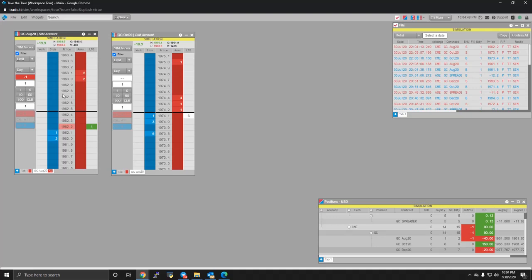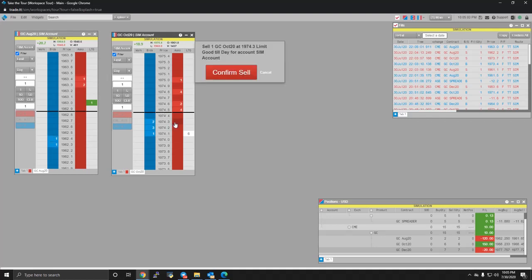So the rolling transaction here is to buy GC August 20 and simultaneously sell GC October 20. So I'm going to buy the market here in August, and I'm going to simultaneously sell the market here in October. If the market didn't take my order there, this is one of the risks of executing manually, which we will touch on in a second. So I might just move this order down to speed things along. Let's give it a sec.